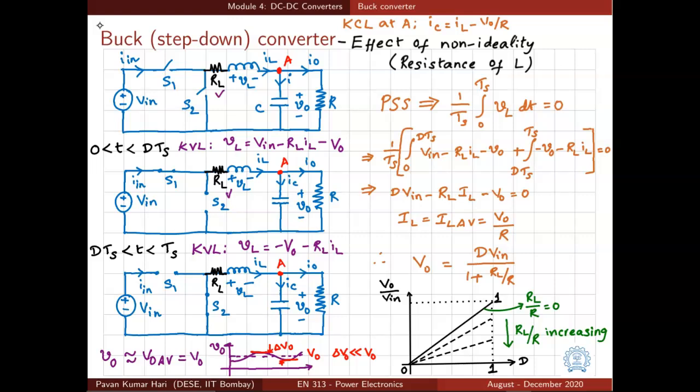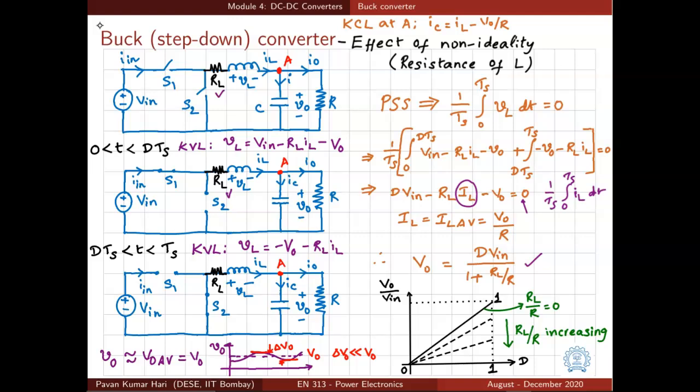And what is this IL? Capital IL is the average current. It is basically 1 by Ts integral 0 to Ts iL dt. That is the average value of inductor current. So that comes in here, and that is nothing but VO by R, as we have seen earlier. So if you plug in the value of IL into this expression, what we get is VO is equal to D Vin divided by 1 plus RL by R.